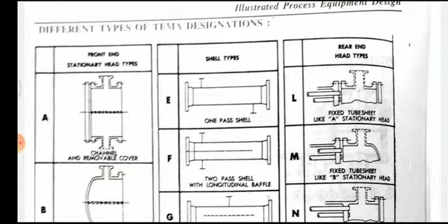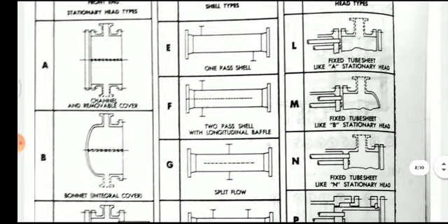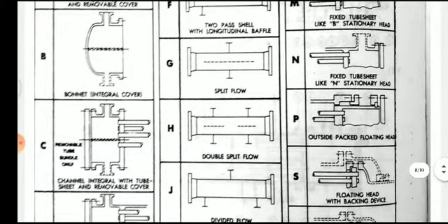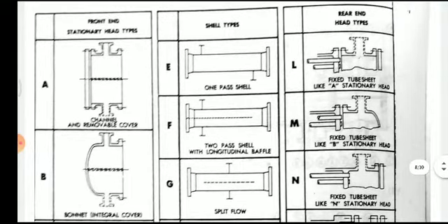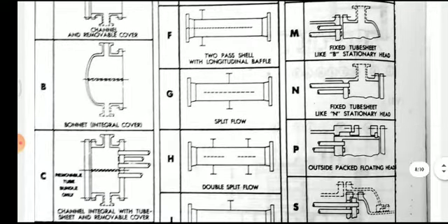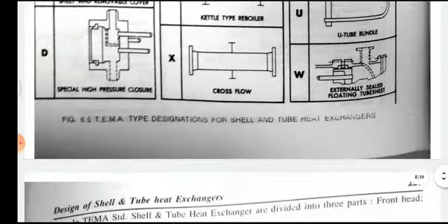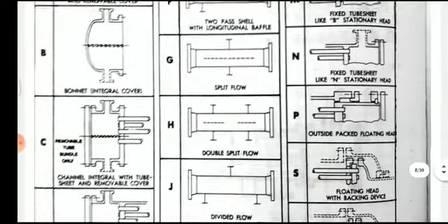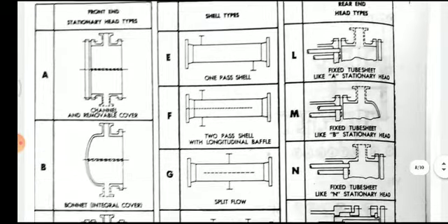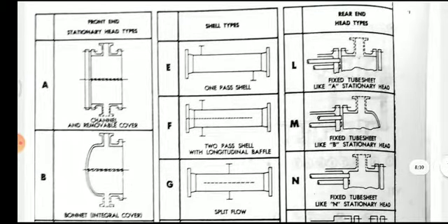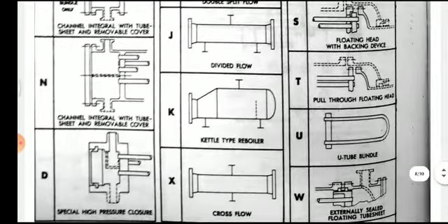Okay, and different types of TEMA designs, which are standards, are available. So it is exactly whatever head is given here. In the second column there is the number of shell passes, and the other one is the rear head, front head and then back head.